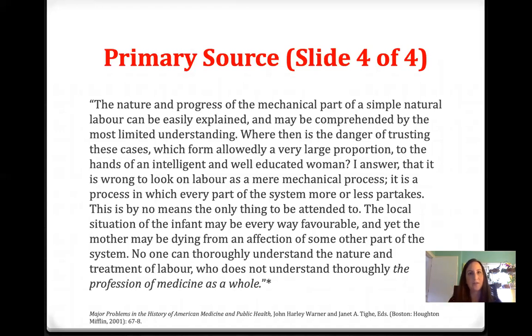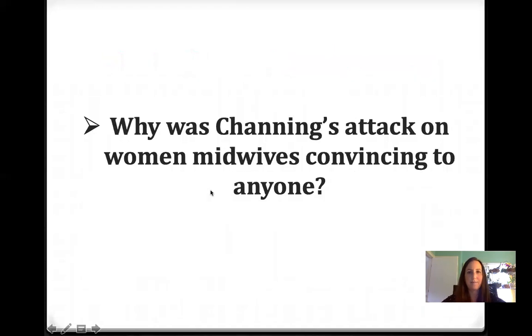So this is an argument that you need to be a medical doctor in order to help attend to patients. The way that he made his argument is by saying that women are too sympathetic and that they don't understand the whole body. They're not learning anatomy and physiology and the things that are starting to be taught as medicine starts to become more scientific. So why was Channing's attack on women midwives convincing to anyone?